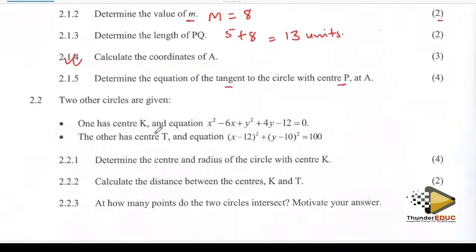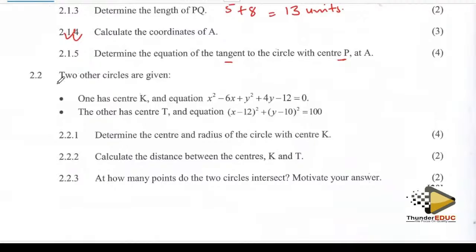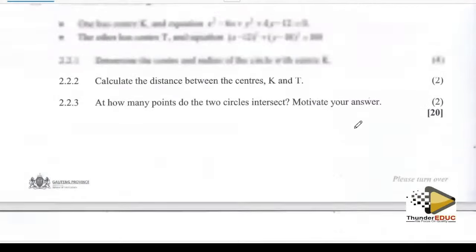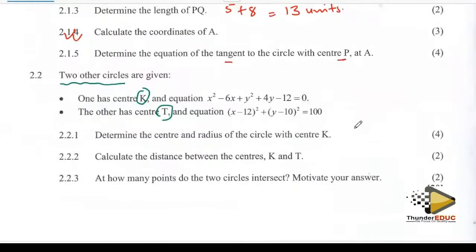All right, then 2.2. They're telling us that two other circles are given. One circle has a center K with this equation. The other has a center T, with this equation as well. Determine the center and the radius of the circle with center K. And so what we normally do is we complete squares in this case.